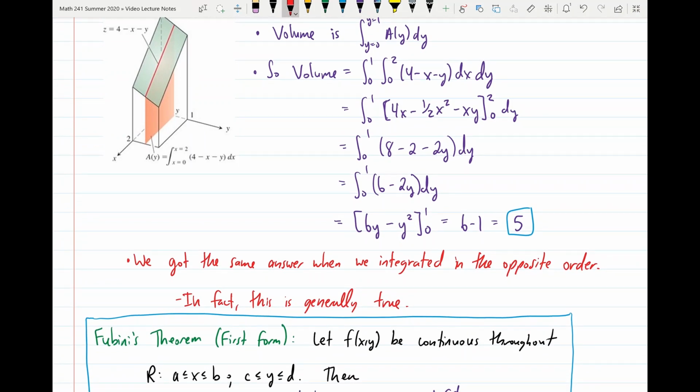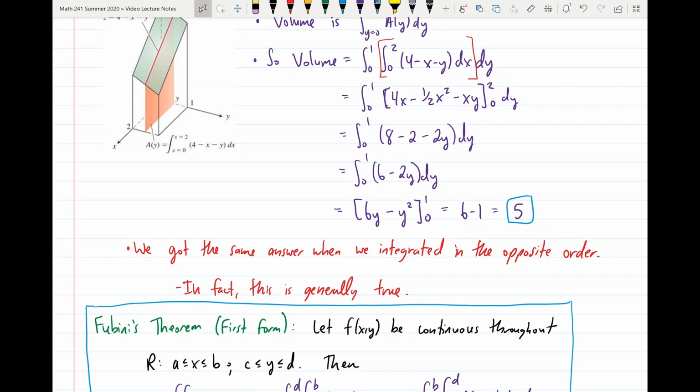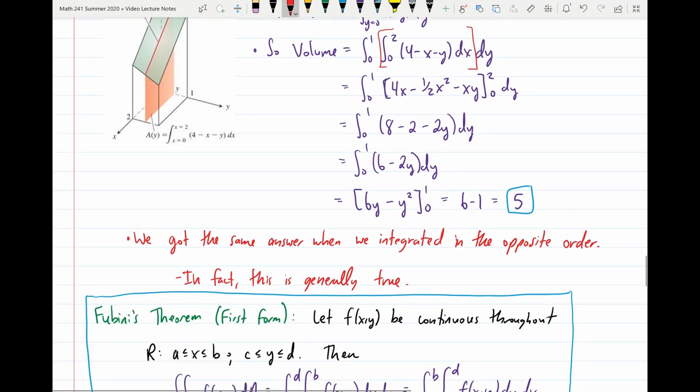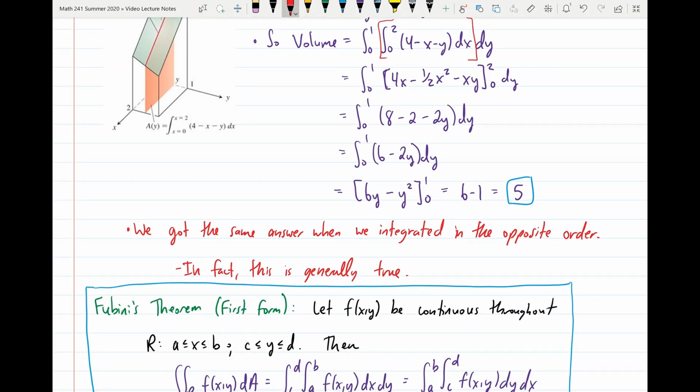And so we're going to evaluate the inside integral first. So this integral with respect to x. And again, we do it just like we did with partial derivatives. So we just treat y like a constant and then integrate. And we get 4x minus 1/2 x squared minus xy. And again, we're evaluating at 2 and then subtracting when we evaluate at 0. If we evaluate at 0, we get 4 times 0 minus 1/2 times 0 minus 0 times y, which is just going to be 0. So we're just interested in what happens when we plug in 2. And we get 8 minus 2 minus 2y.